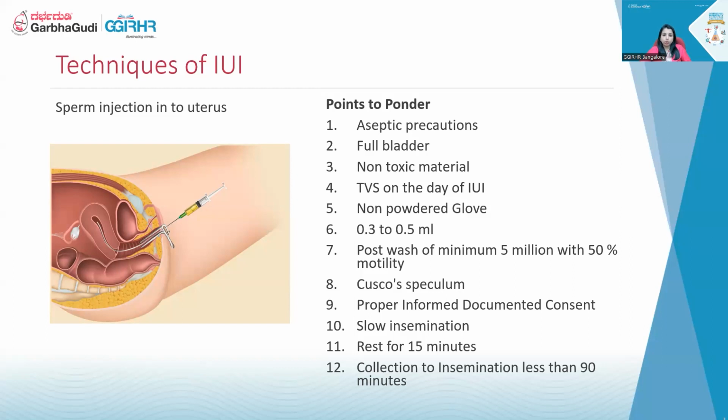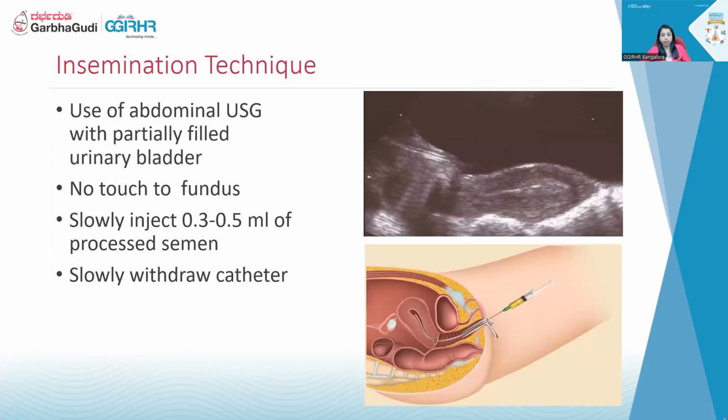And while you're doing this, you should use a Cusco speculum, keep proper documentation, and obtain consent before you do an IUI treatment. Slow insemination has to be done, and ideally the patient should rest for about 15 minutes after the insemination. The time gap between semen collection and insemination should not exceed 90 minutes. The best is to do IUI under ultrasound guidance so that you can see where your catheter is going, in order to ensure an atraumatic transfer.